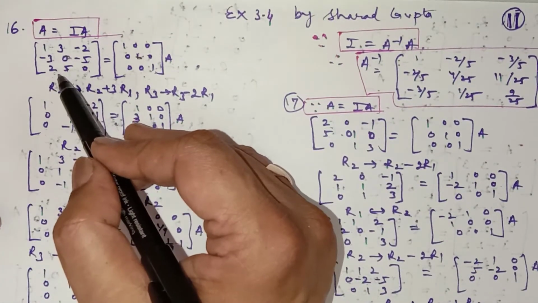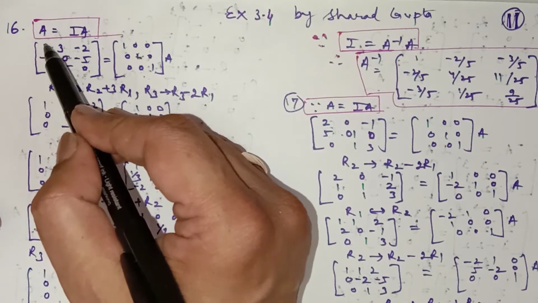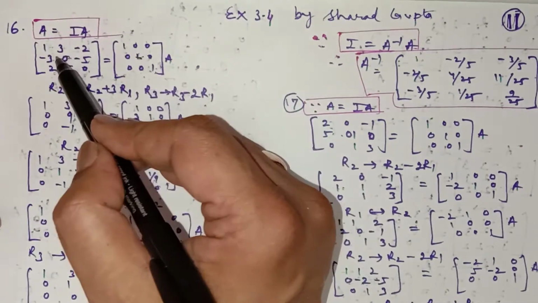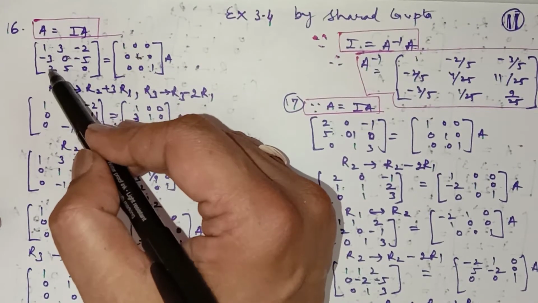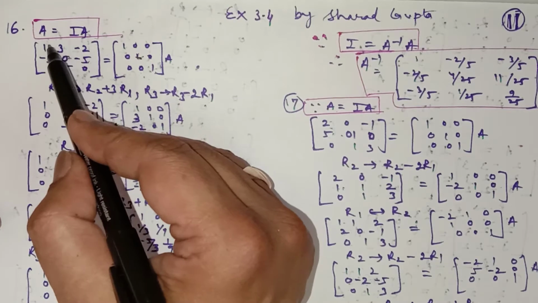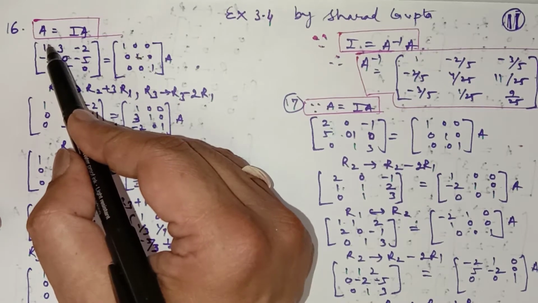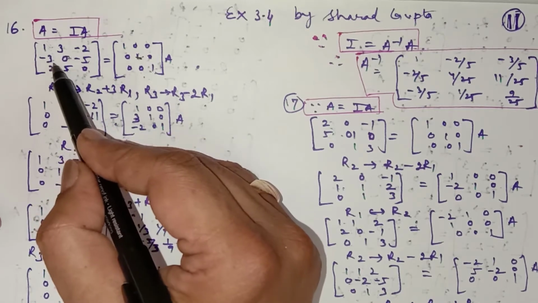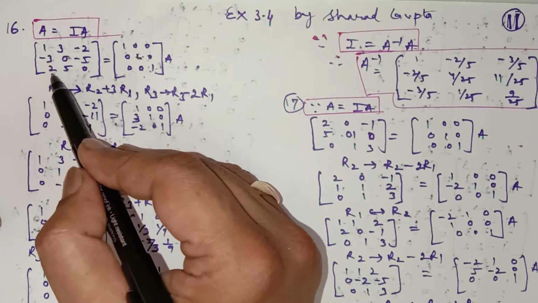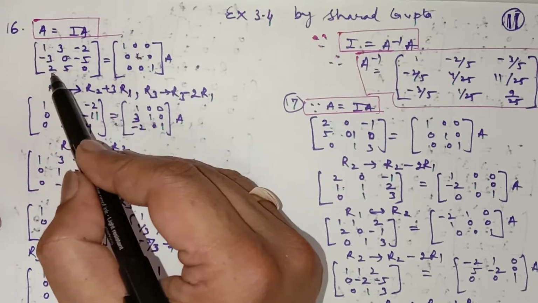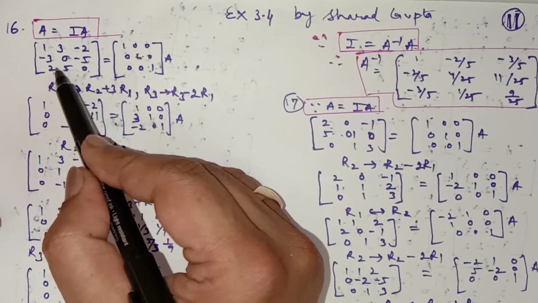Now in this question we already have 1 in the place of A11. So you have to make these two elements 0. How can you make this element 0? If you look carefully, if you multiply row 1 by 3 and add it to row 2, you will get 0 here, because we have minus 3 here. Now how can you make this element 0? If you multiply row 1 by 2 and subtract from row 3, you will get 0 here.